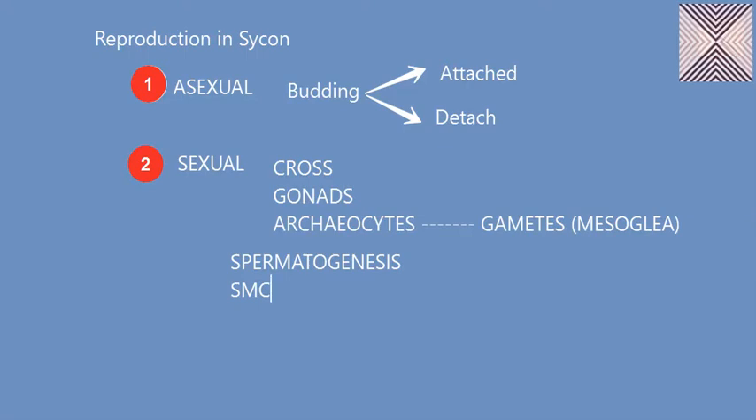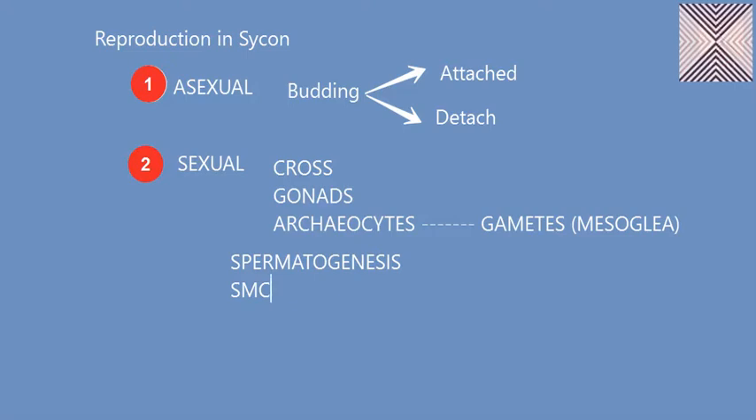A sperm mother cell is a large archaeocyte which is present in the mesoglia. Now it is surrounded by one or more cover cells. These are the cells which nourish this particular sperm mother cell, and cover cells are also formed from archaeocytes. This is a very good feature of the archaeocytes, that they can make any kind of cell in the body of the Sycon, as they are undifferentiated cells. So the SMC, the sperm mother cell, and the cover cells are all formed from archaeocytes.